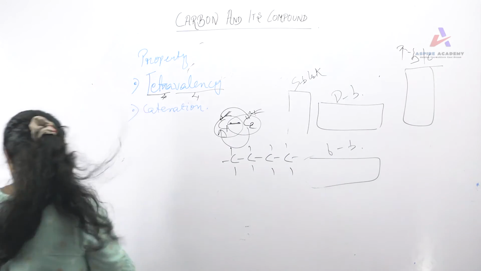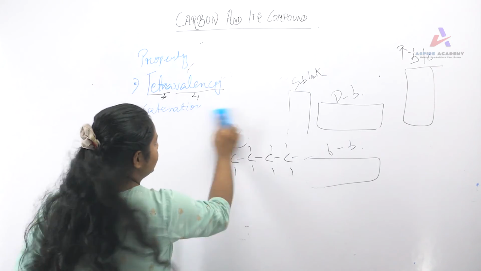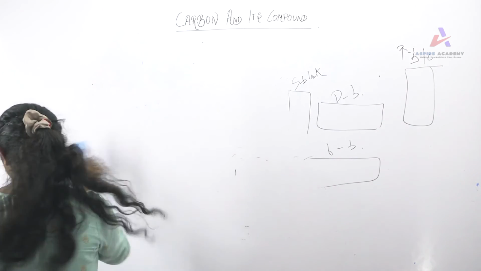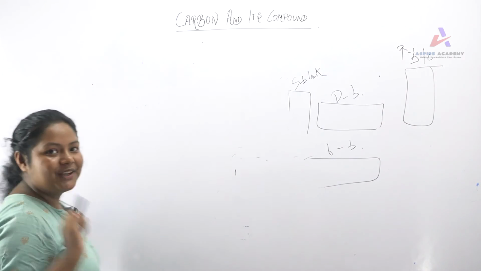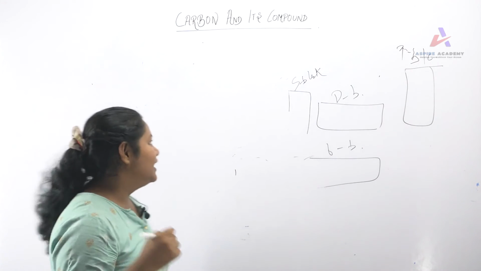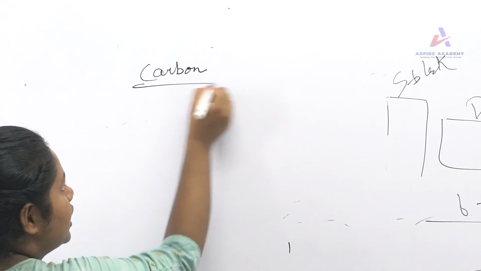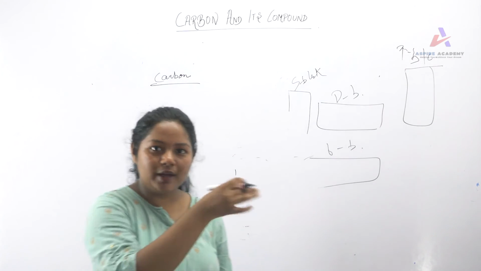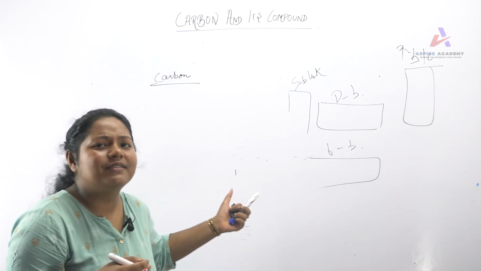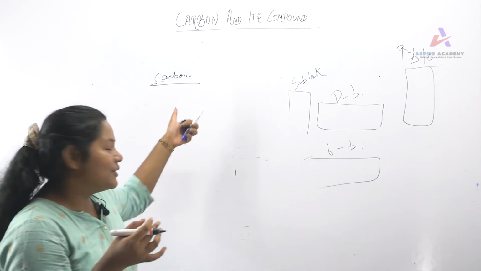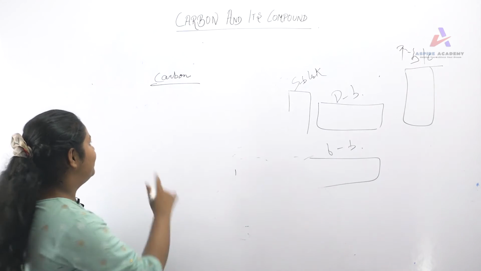Now, I hope you understand about tetravalency and catenation now. Next we have a very interesting thing, that is our carbon forms bond. Like I told you, you and your friend, even carbon also needs a friend, right? Even they don't want to be alone because they want to be stable. So carbon also needs a friend. So what will carbon do?